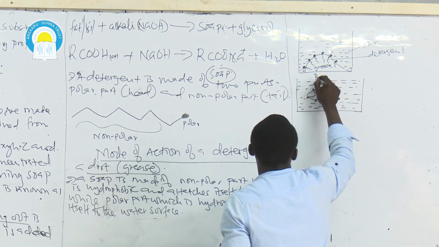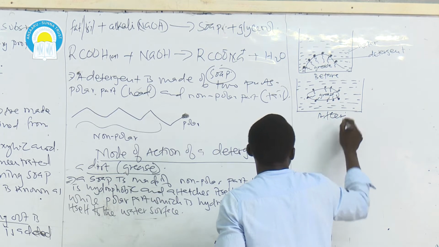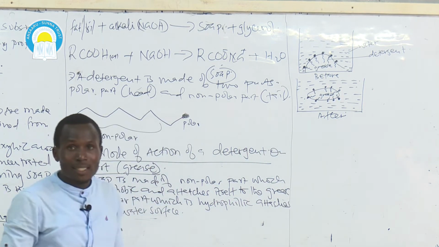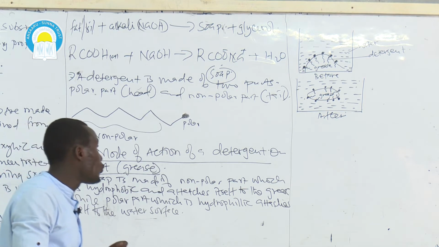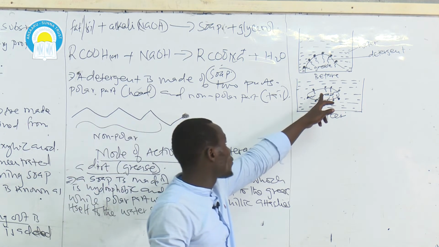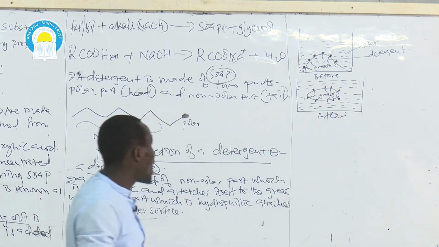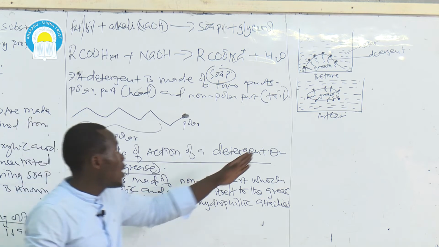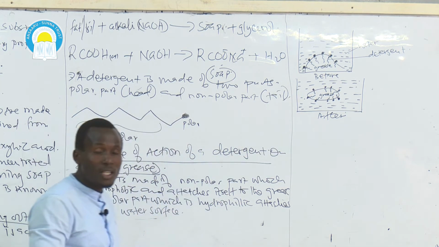So this one is before, and this one is after the cleaning. The dirt comes off with the detergent on the water surface, with the hydrophobic part attaching itself to the grease, and the hydrophilic part attaching itself to the water surface. So you can see that we have already cleaned that container, and it is now free from grease.